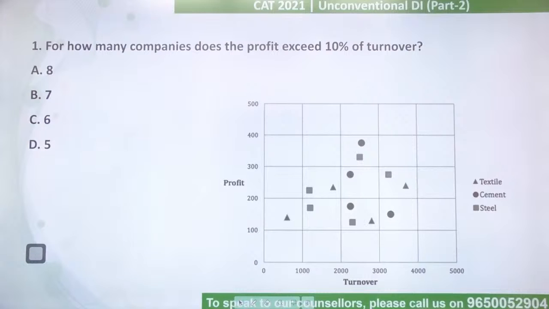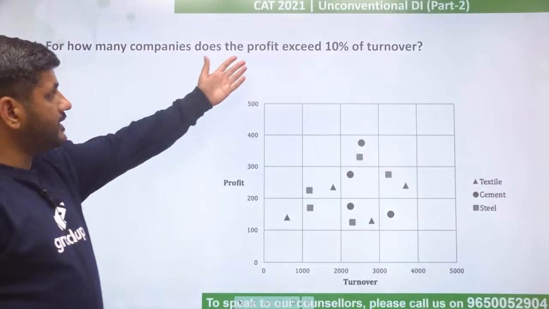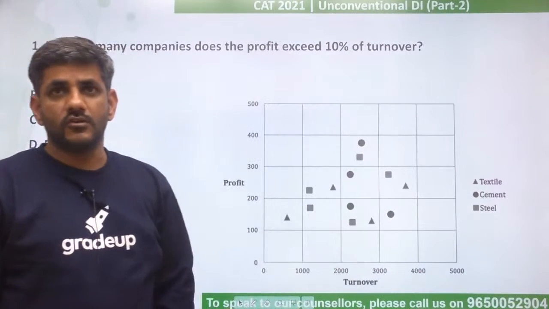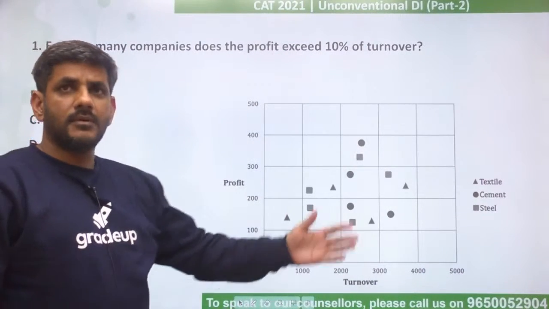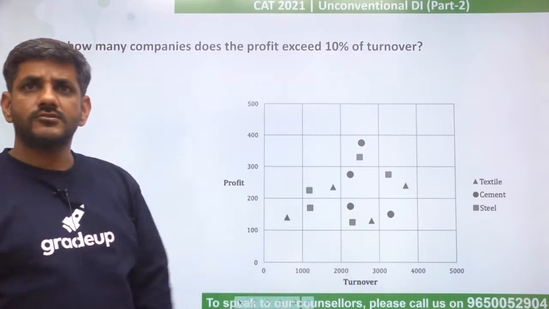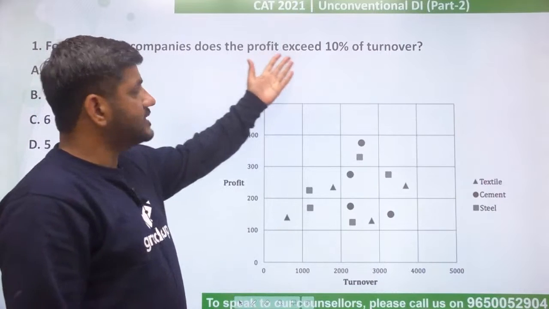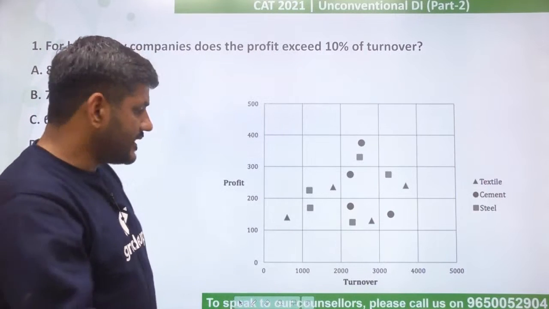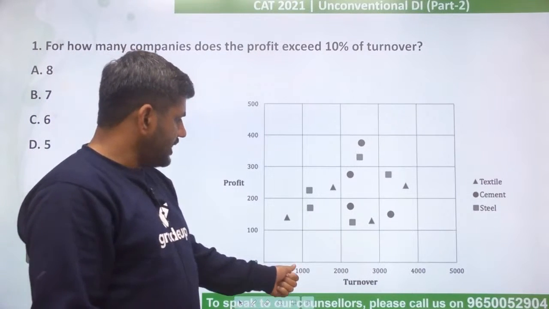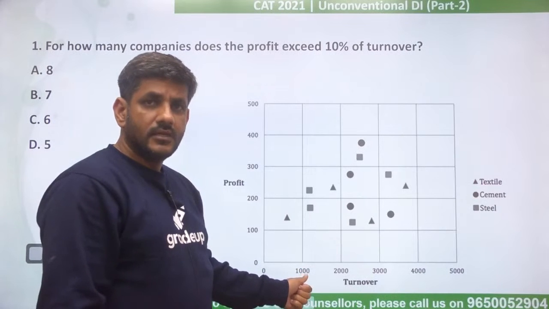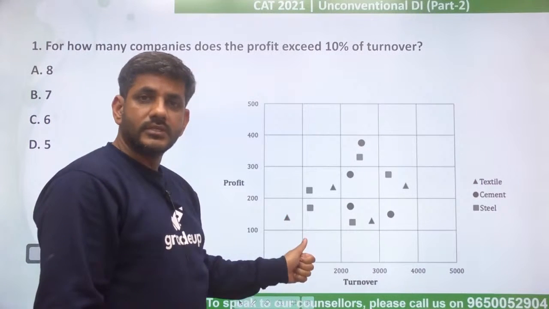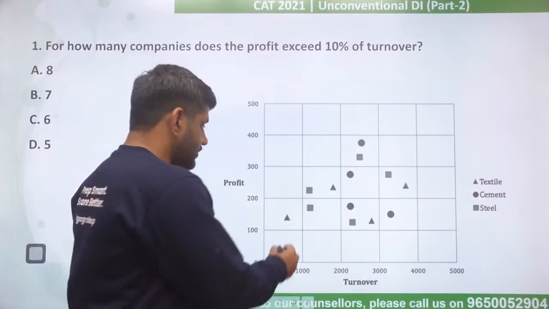Great guys. So for how many companies does the profit exceed 10% of the turnover? Let us check them one by one. Himanshi is also saying 7. Rupa is also saying 7. So for how many of them does profit exceed 10% of the turnover? Say a company has a turnover of 1000. 10% of 1000 is 100, so their profit should be 100.